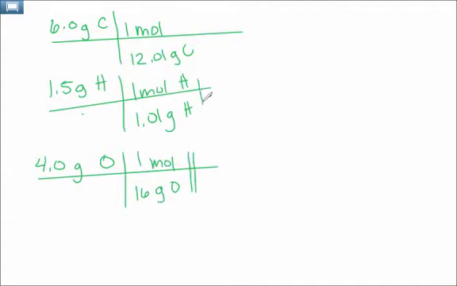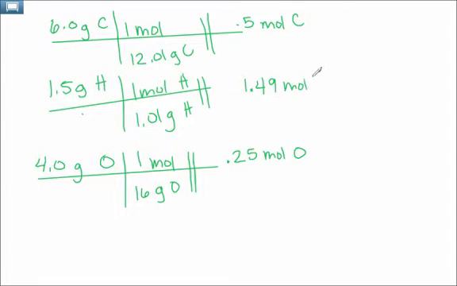Okay. Anyone have any of these three? Carbon is half of the molar. 0.5. Oxygen is 1/4. Yep. And this one should be close to 1.5. 1.49.